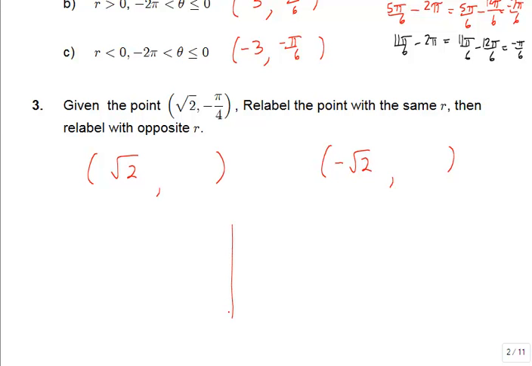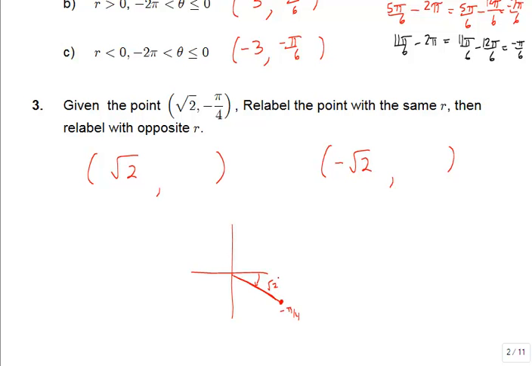So let's place where this point is so far. -pi over 4 would be to go down pi over 4. So right here is -pi over 4, and we'd be going out a distance of square root of 2. So this is where we want to end up.